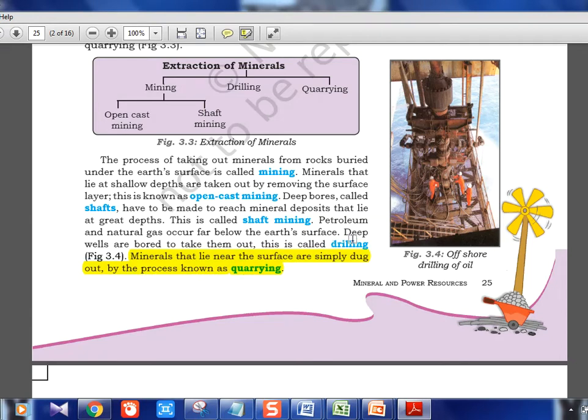Drilling, like the name, is like a deep well. Deep wells are bored to take them out. That means the minerals are somewhere deep. That is drilling. So quarrying and drilling we understood. Now mining. Mining is taking out the minerals. That's the basic understanding.